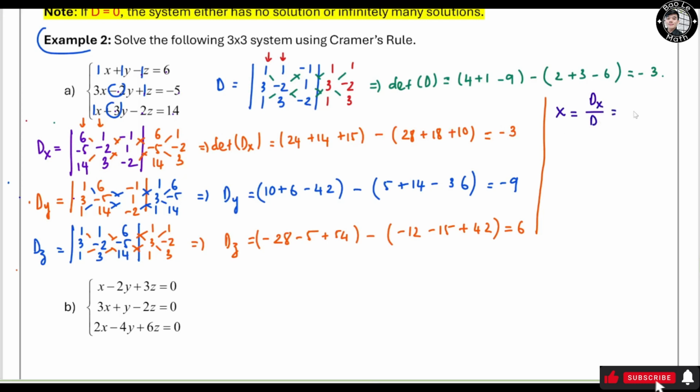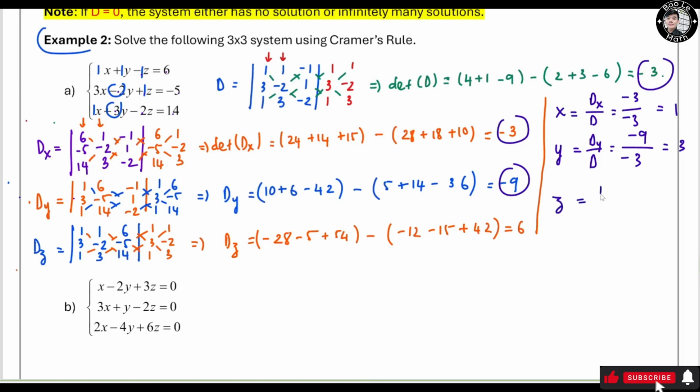So x equals dx over d. dx is -3, d right here is -3. The answer is 1. y equals dy over d. dy is negative 9 divided by negative 3 equals 3. z equals dz divided by d. dz right here, 6 divided by negative 3 is going to be negative 2. So the final answer should be 1, 3, negative 2.